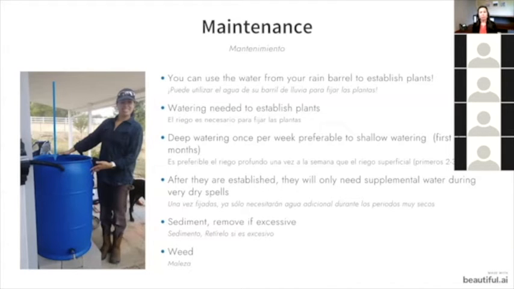And then if you have sediment, we'll be talking about that momentarily. And then it is a garden and you will have to weed it. You cannot use herbicide in rain gardens because they are designed to clean the water. And so we don't want to be adding any fertilizer or any weed herbicide to our rain gardens because then you're adding pollutants into a system that is trying to clean that water.